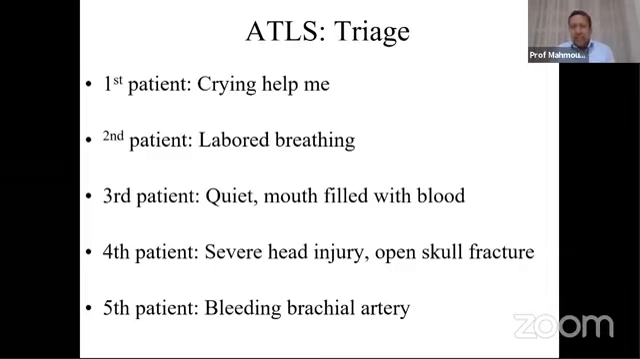So when you have a patient who's quiet, he's not talking, and his mouth is filled with blood, it means he's like a drowning person. With the drowning person, the water blocks the airway, and it's the same thing here. Blood will block the airway, and in this case he's not going to be able to breathe.